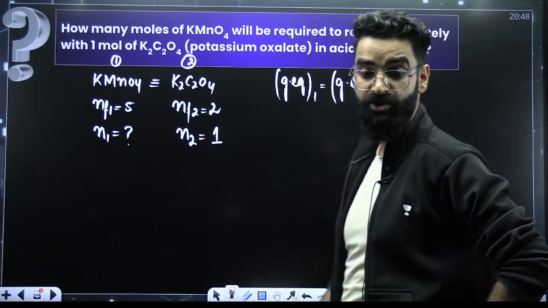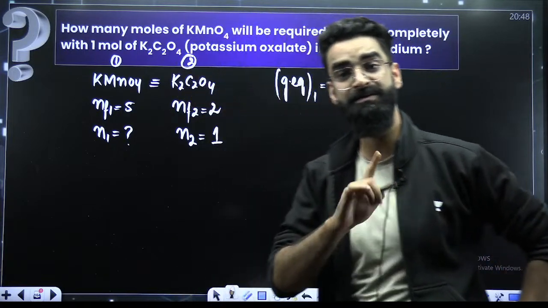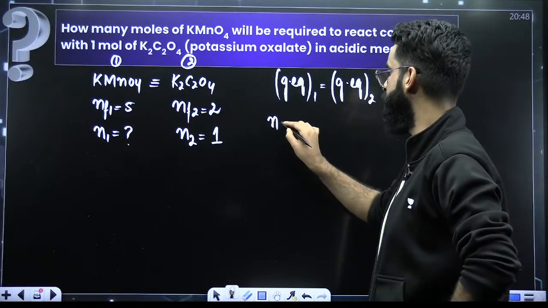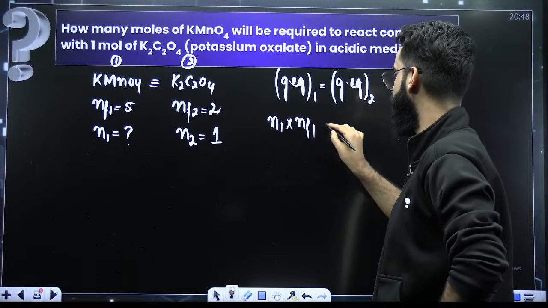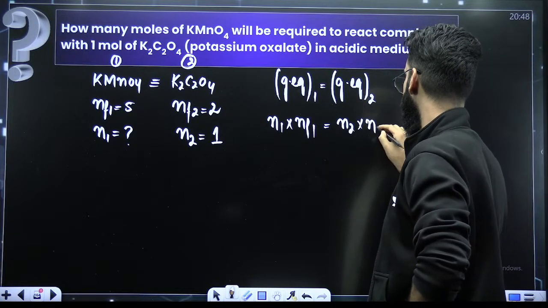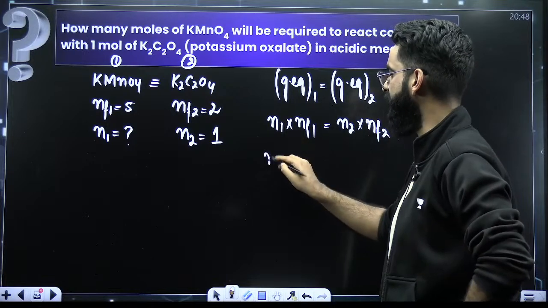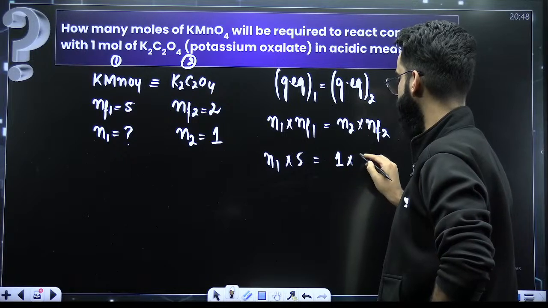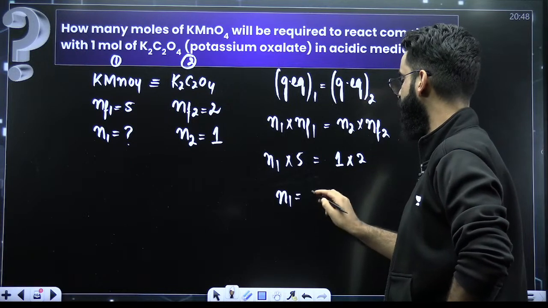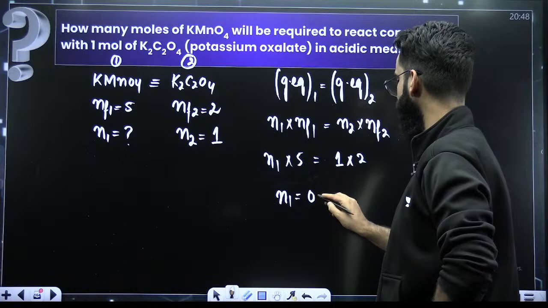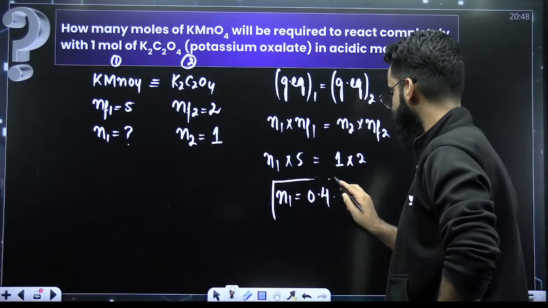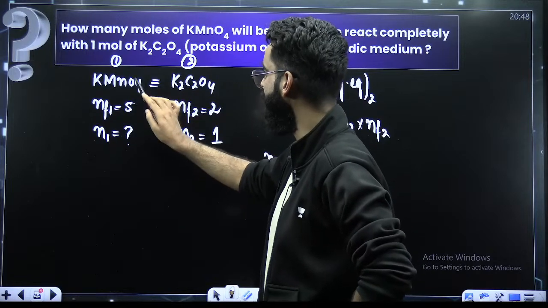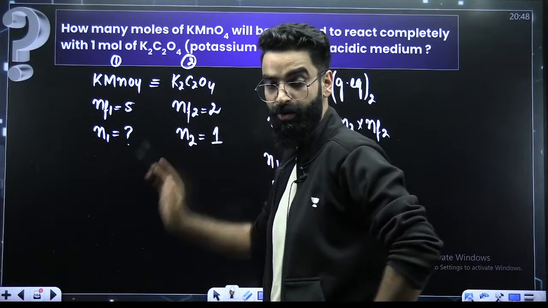Now, how many formulas do we have to calculate gram equivalence? 3 formulas: mass, moles, normality. Which one will I use here? I'll use the formula for moles. Moles of 1 multiplied by N factor of 1 is equal to moles of 2 multiplied by N factor of 2. N factor 1 is 5. N1 value is 2 by 5, which means 0.4. So 0.4 moles of KMnO4 are required to oxidize 1 mole of potassium oxalate in acidic medium.